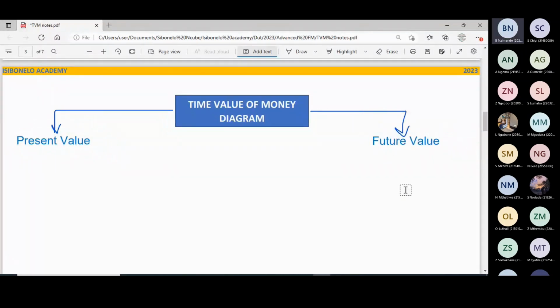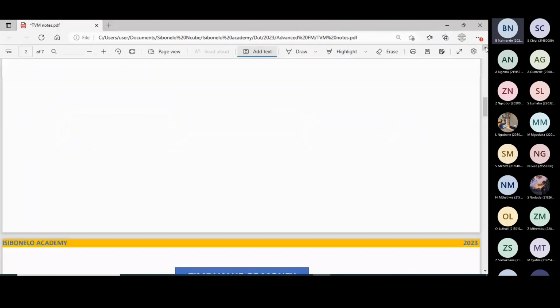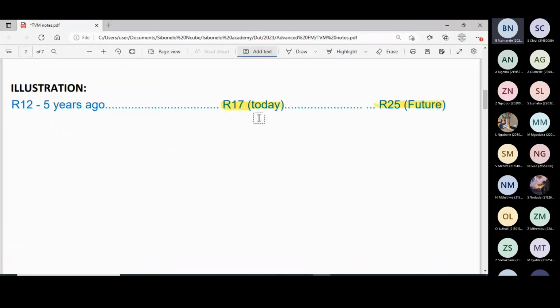So guys, these two concepts are very crucial in this topic. You must be able to differentiate between the present value and the future value. Already I've told you that the present value is the value today. In this illustration, the present value is 17 rand, and the future value is 25 rand. So in the next 5 years, you're going to need 25 rand to afford a loaf of bread. But today, you need less than 25 rand, 17 rand. So this is the present and the future value.